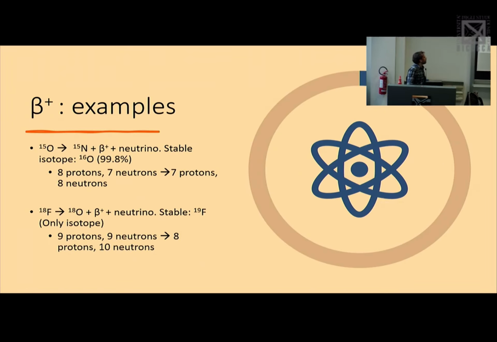The beta plus decay is the one that emits anti-electrons, or positrons, and this is the case often with oxygen 15, which can decay into nitrogen 15, a positron and a neutrino, or fluorine 18. These are all things that you don't really need to know to understand how the method works.